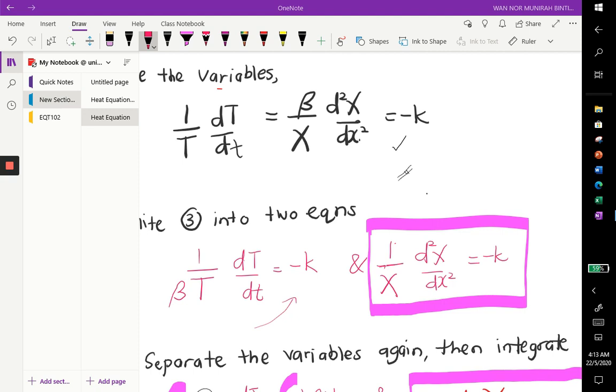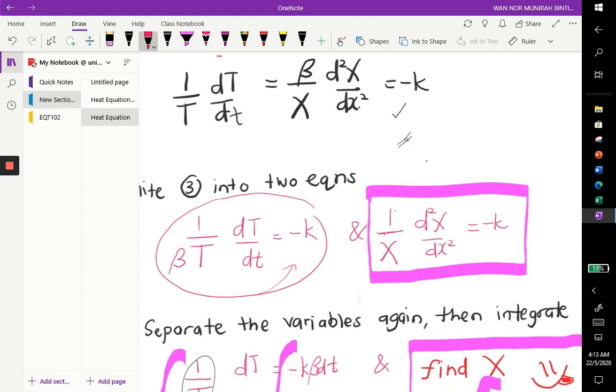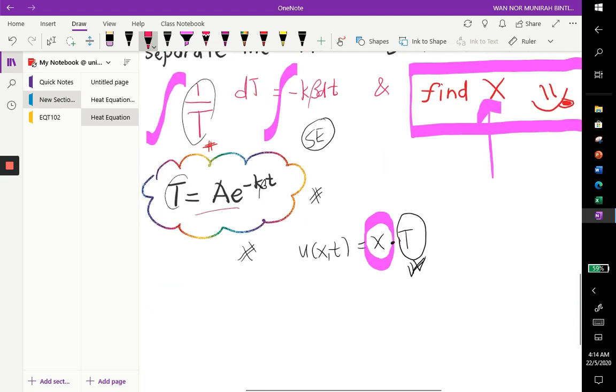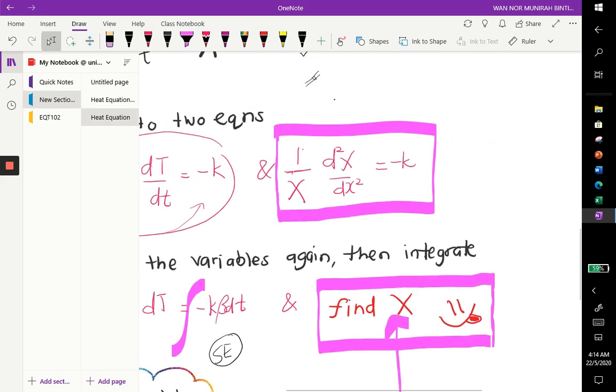Okay, so we continue our discussion. During our first part of discussion on the heat equation, we already found the solution of T. The solution is T equals A e^(negative K beta t). Now we continue to find the solution of X, where the equation is 1 over X d square X dx square equals negative K.